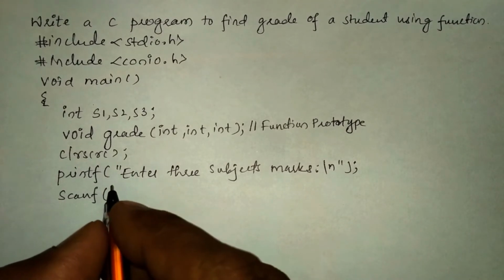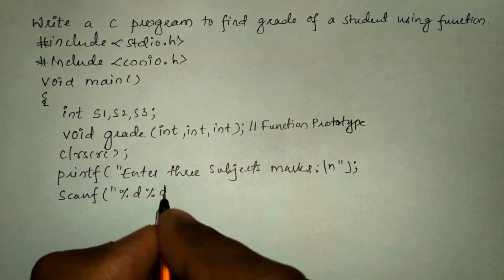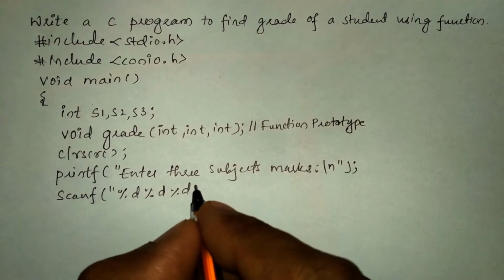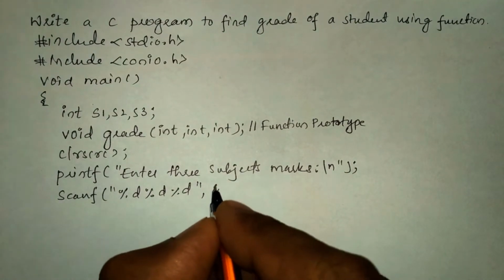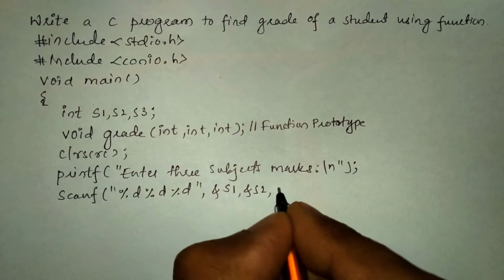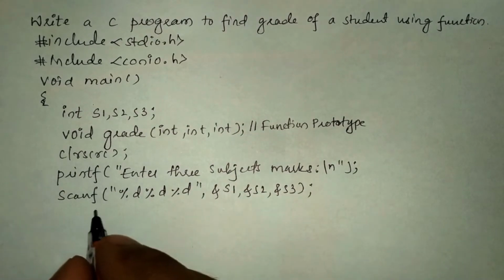And in a scanf statement, we'll write in a double quotation mark %d %d %d, which will be of type integer, end the double quotation mark, put comma and ampersand s1, ampersand s2, and ampersand s3, and put semicolon.